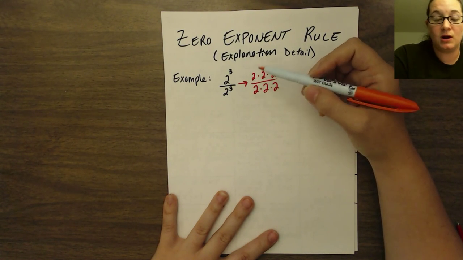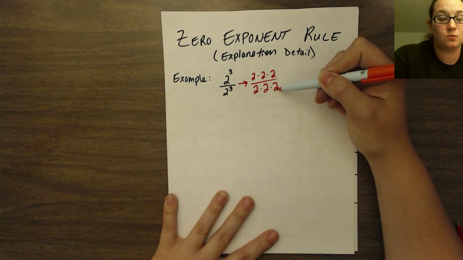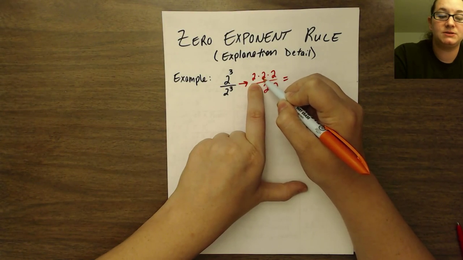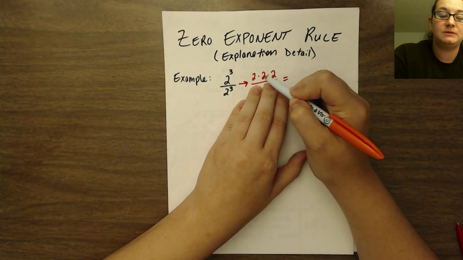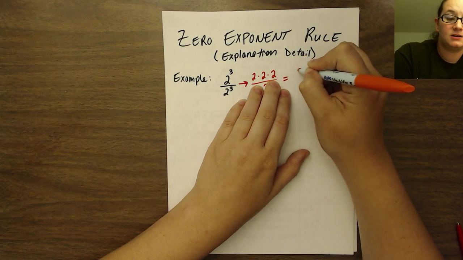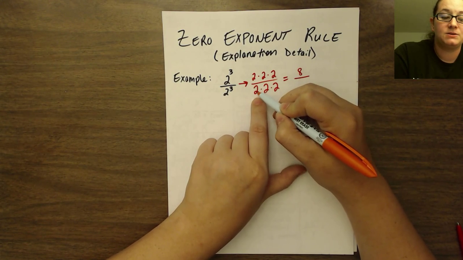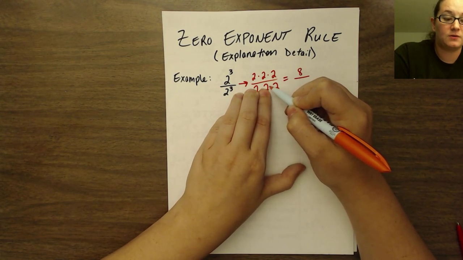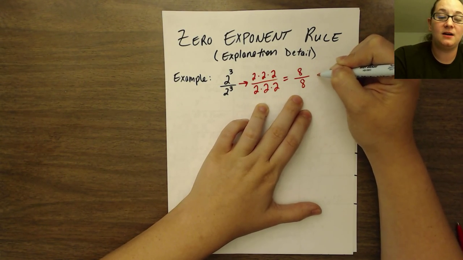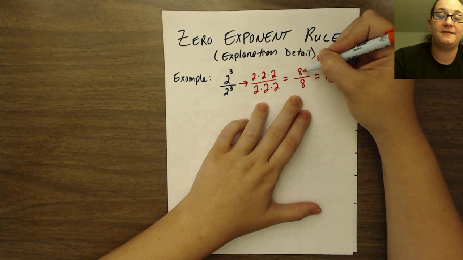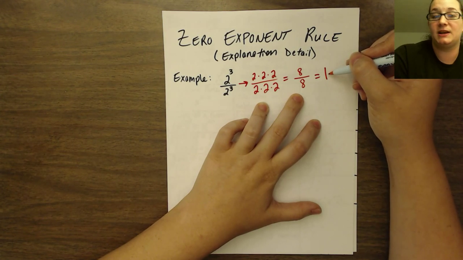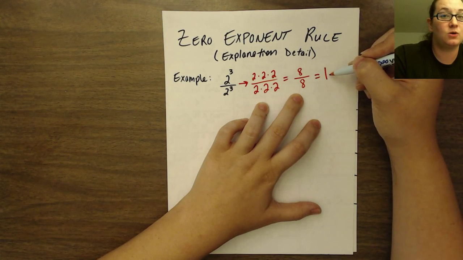2 divided by 2 is 1, 2 divided by 2 is 1, 2 divided by 2 is 1, and I get 1. An easier way to think about it is if I actually do 2 times 2 times 2. So 2 times 2 is 4, and then 4 times 2 gives me 8 on top. 2 times 2 is 4. 4 times 2 is another 8 on bottom. And any number divided by itself is 1. If I have 8 pieces and I need to divide it among 8 people, each person gets 1 piece, right? 8 divided by 8 is 1.